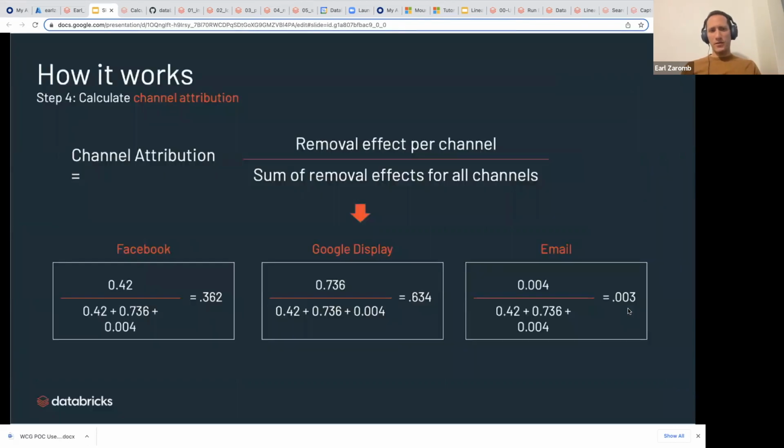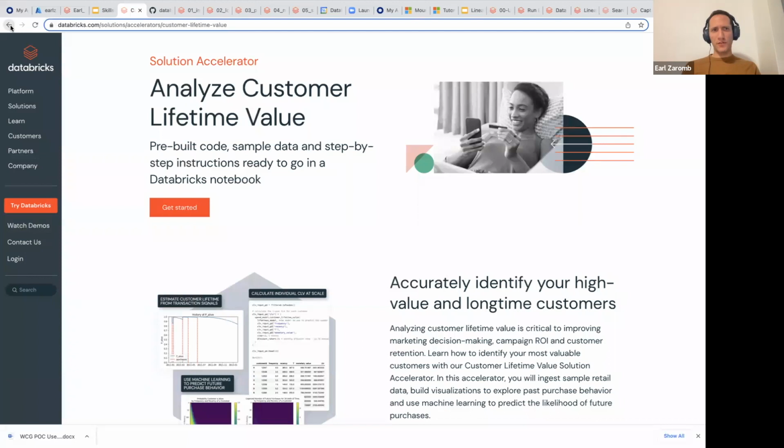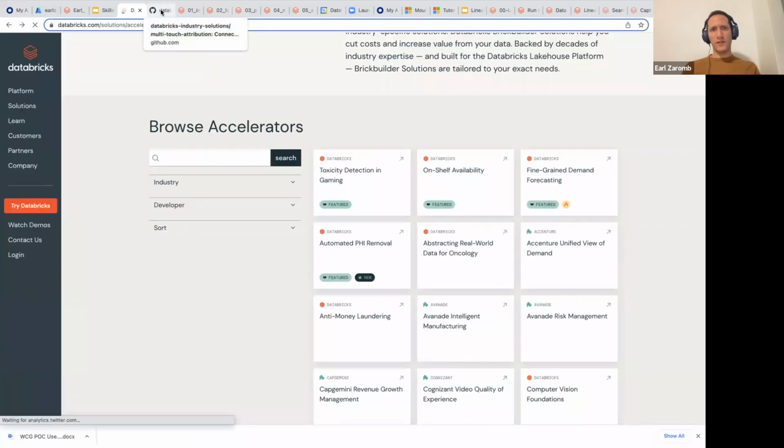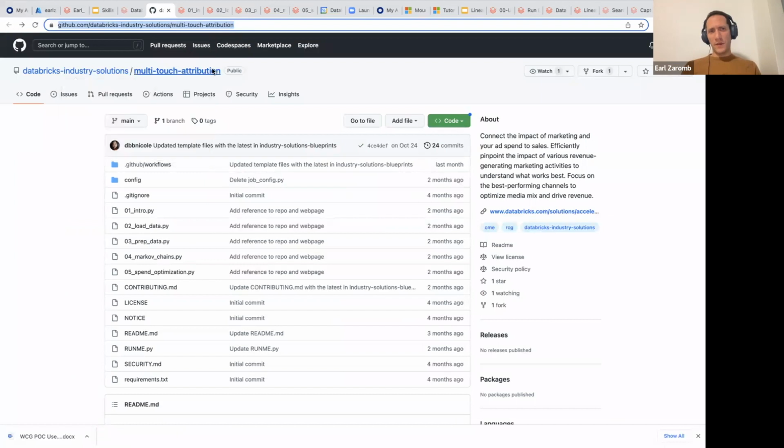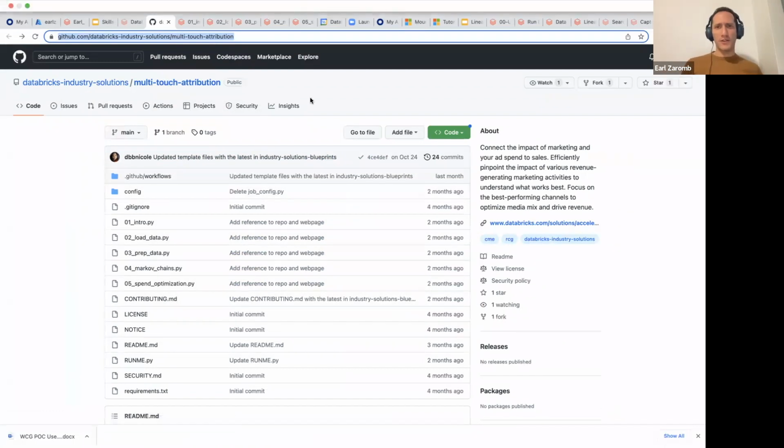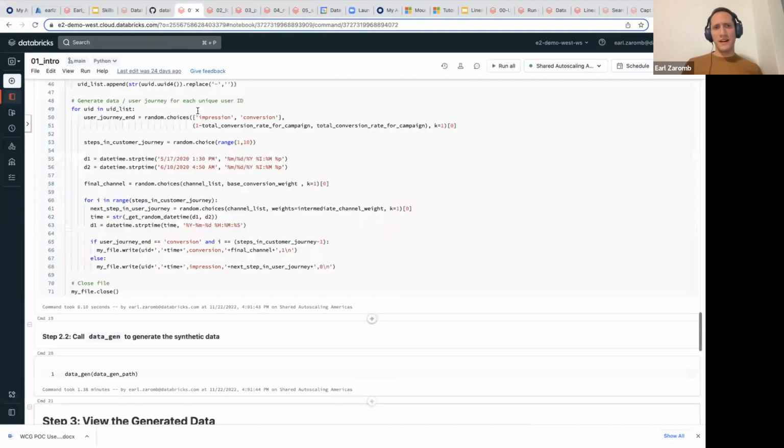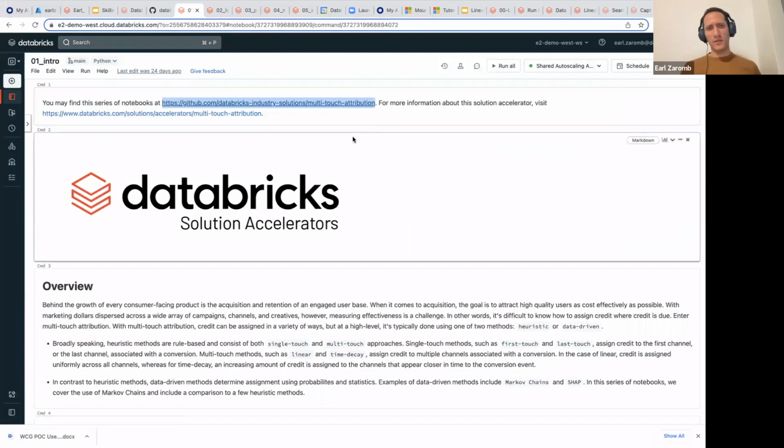I'm now going to walk you through this in the notebooks in the solution accelerator. You'd find the solution accelerator online. We will provide you links to the notebooks. So we'll take you to something like this, which is a multi-touch attribution repo containing some notebooks. I then clone this particular repo into my Databricks environment. And I now just want to go one by one through each of these different notebooks. So I want to walk you through that process.